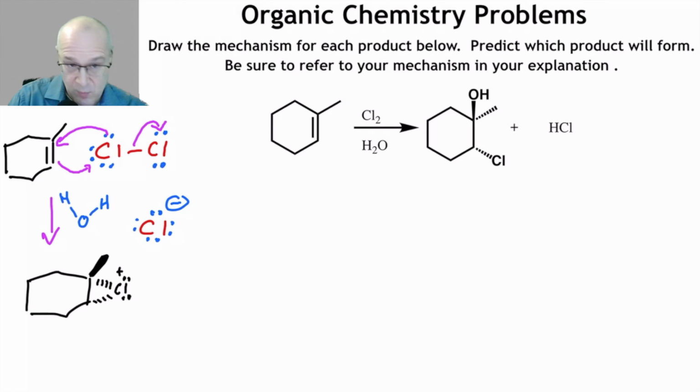Chloride is very stable. How do we know that? Well, it's the conjugate base of a strong acid, hydrochloric acid. So chloride, given other opportunities, will generally not react as a nucleophile. It can, but generally it doesn't. There you go.